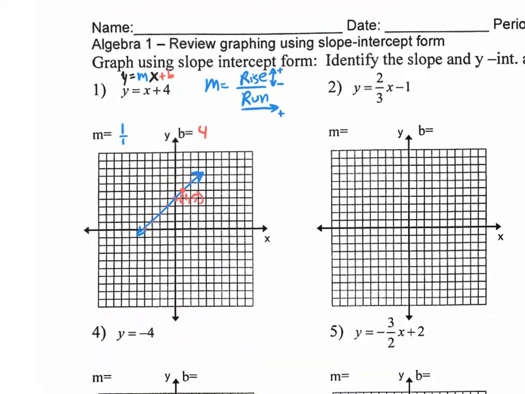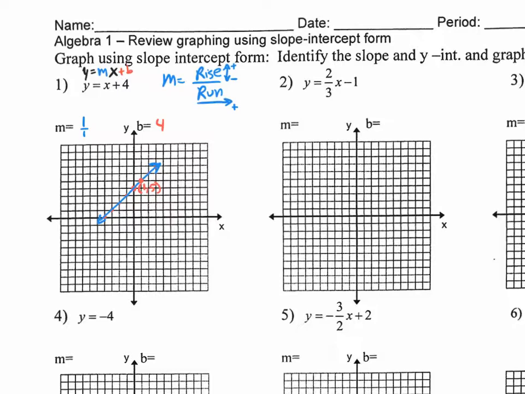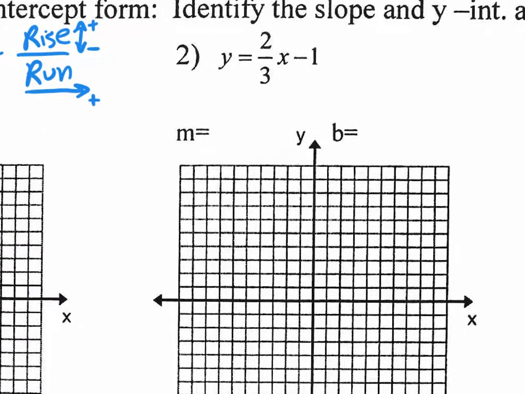Anyways, I spent way too much time on this one graphing question. It's as easy as this. What's your b value on number 2? -1. What's your slope?